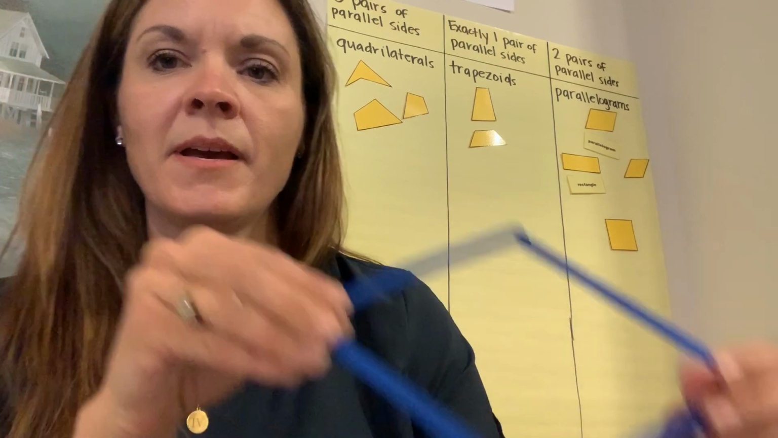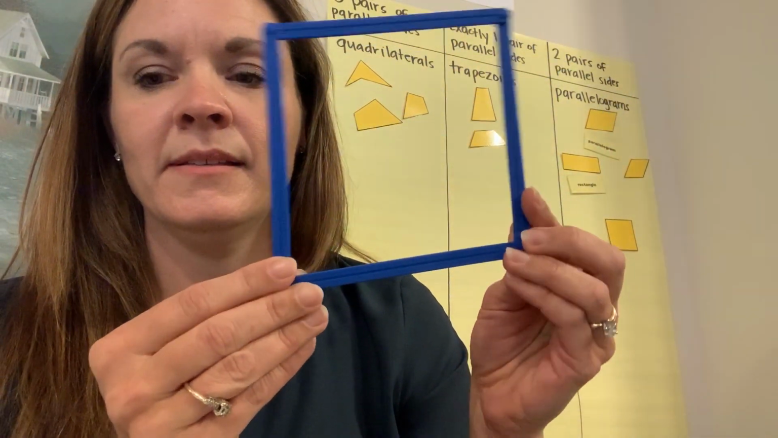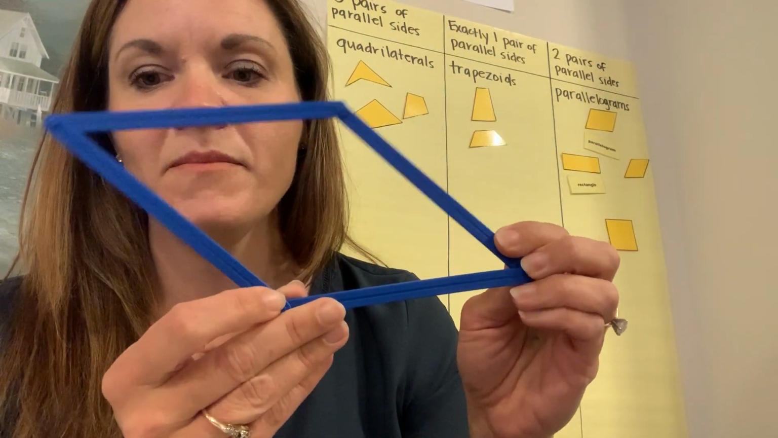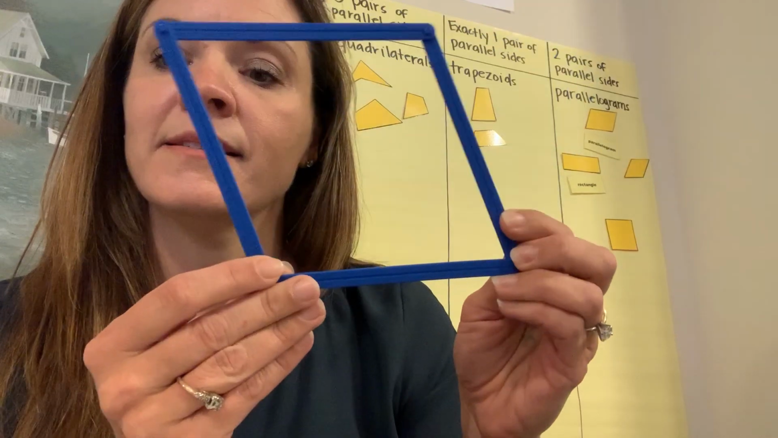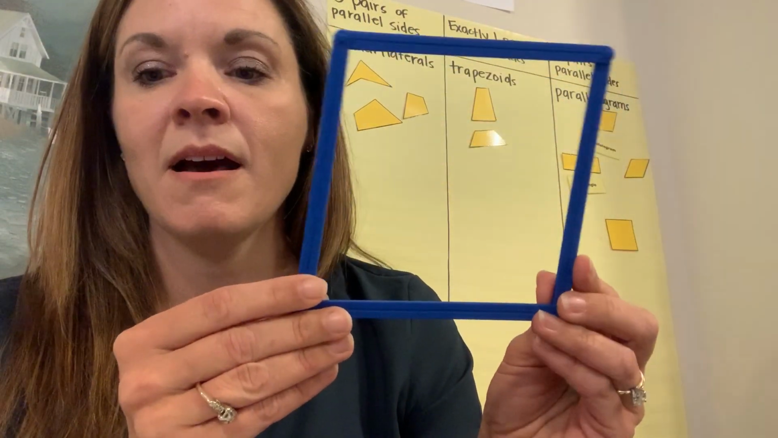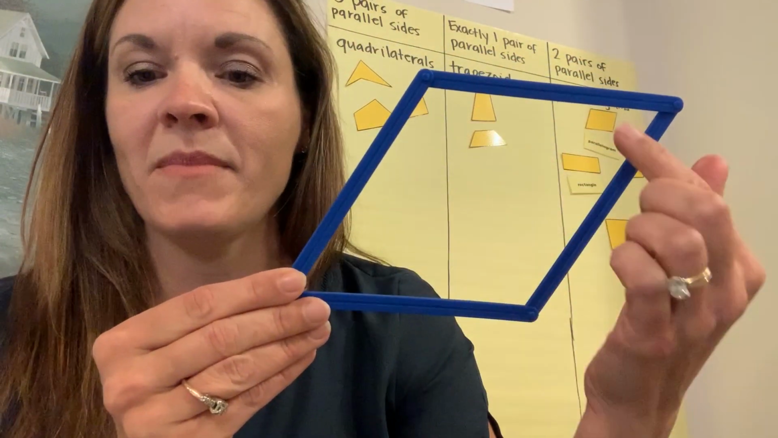Now I'm going to go back to my blue parallelogram. Again, notice it has two pairs of parallel sides, and no matter how I'm moving this, opposite sides stay the same length, meaning they're congruent, and they stay parallel. They would never touch. The opposite angles are always the same measure as well.